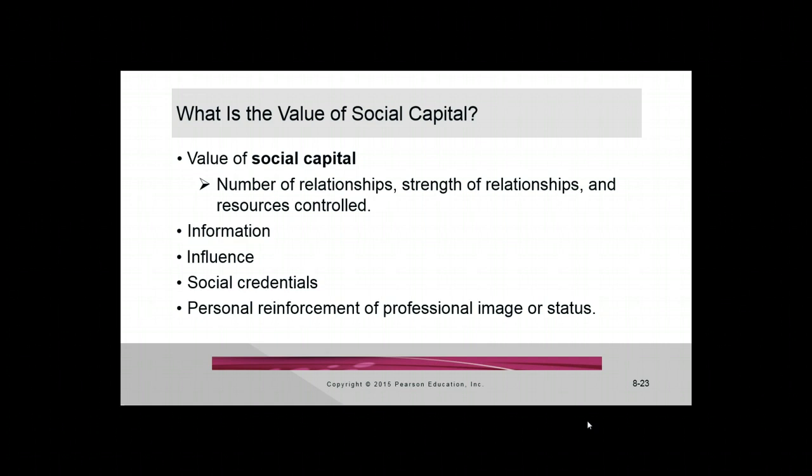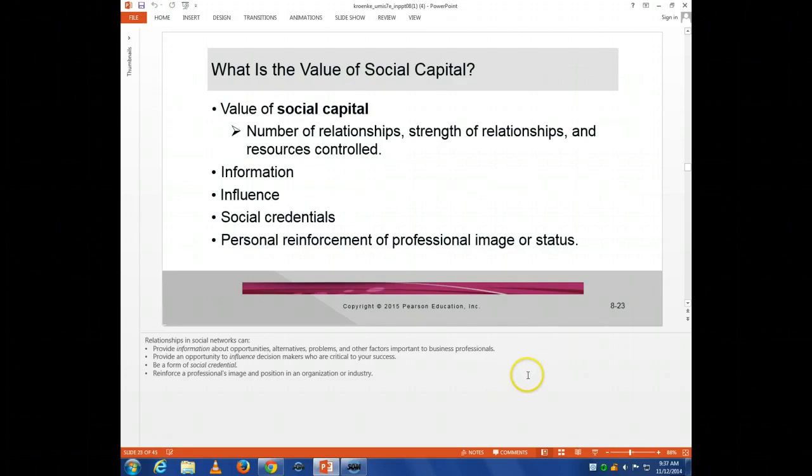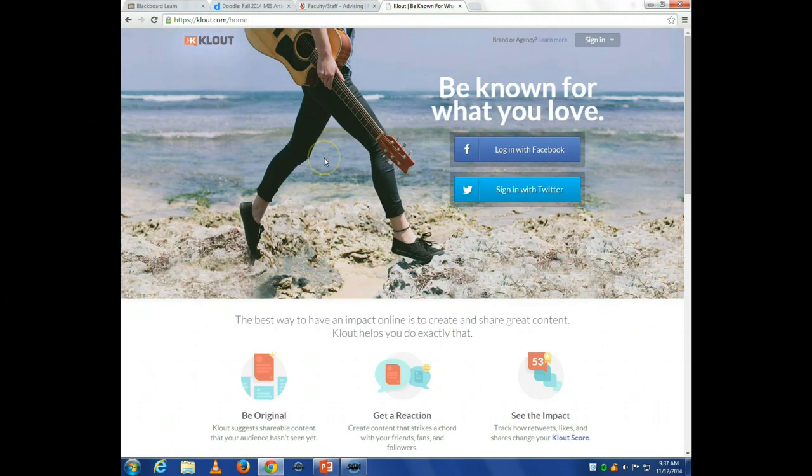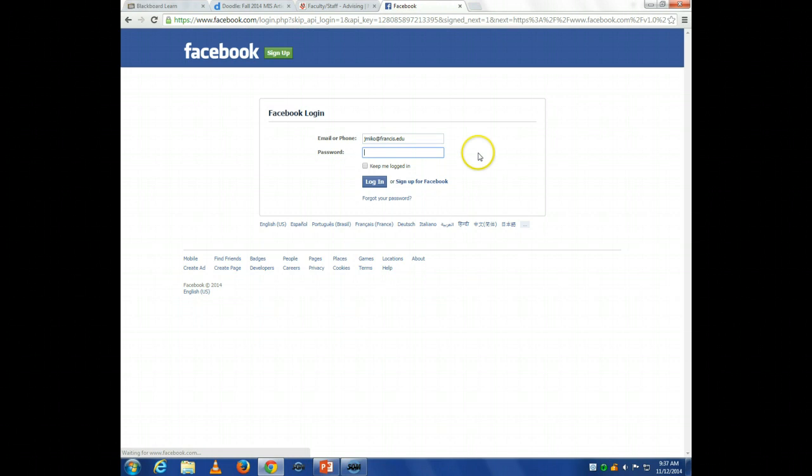There is a site that tries to do this for personal social capital. Have you ever used a site called Klout? Ever hear of Klout? No? Let's go to Klout. I'll log into mine.